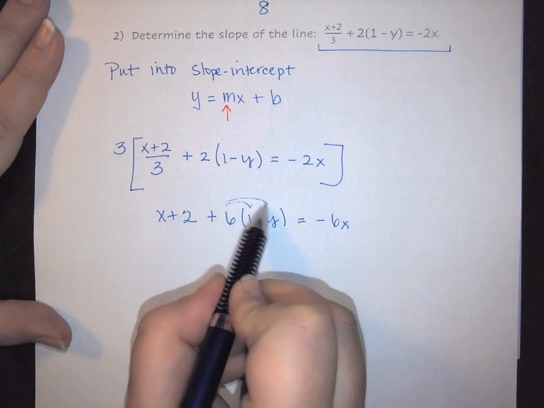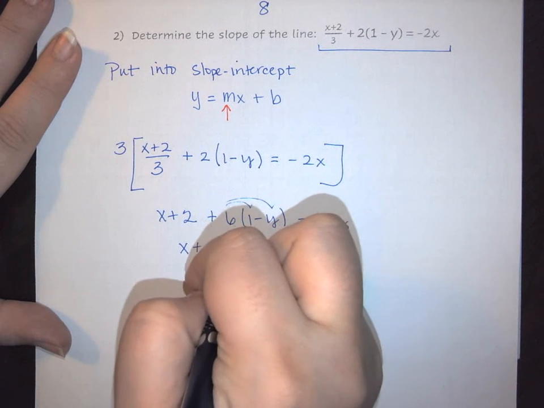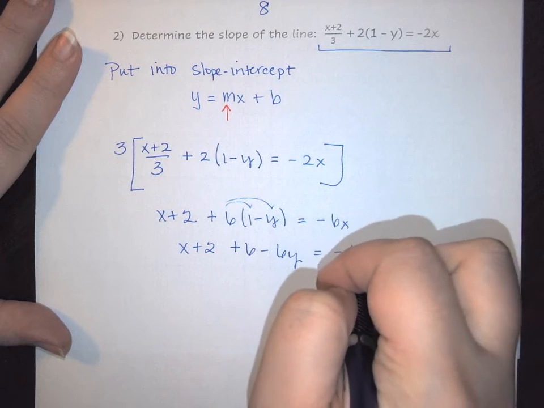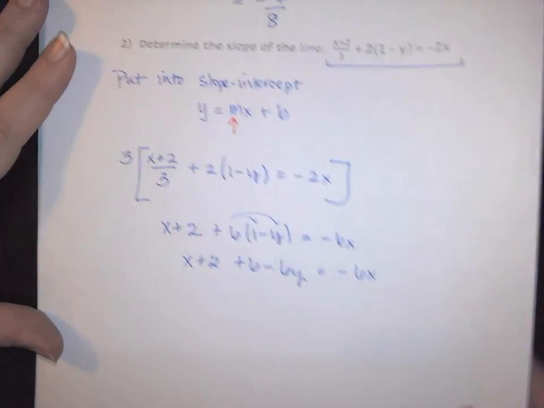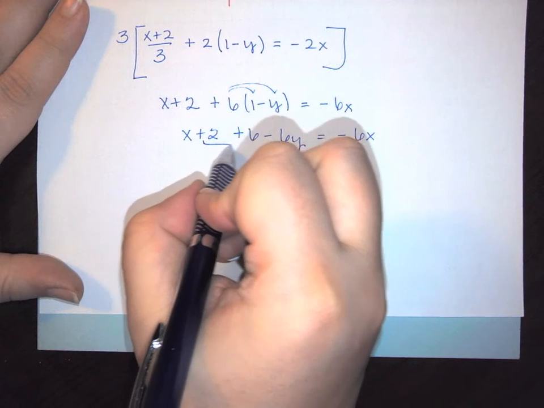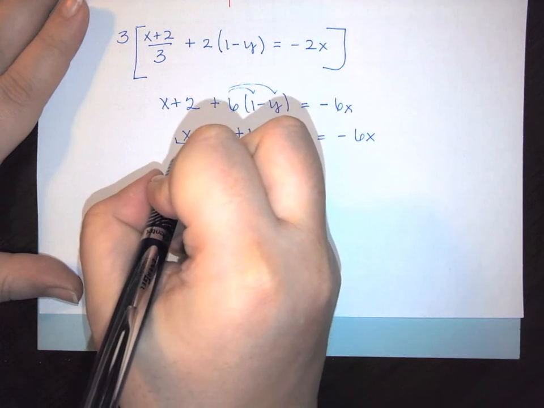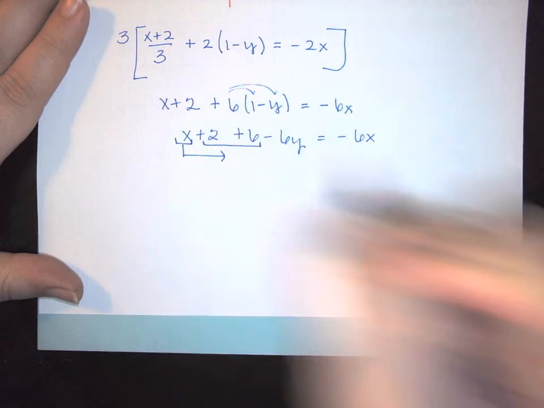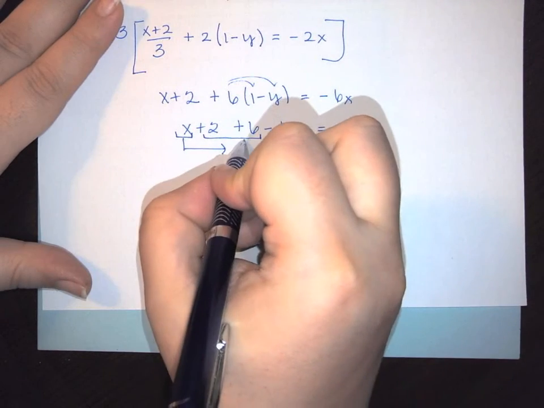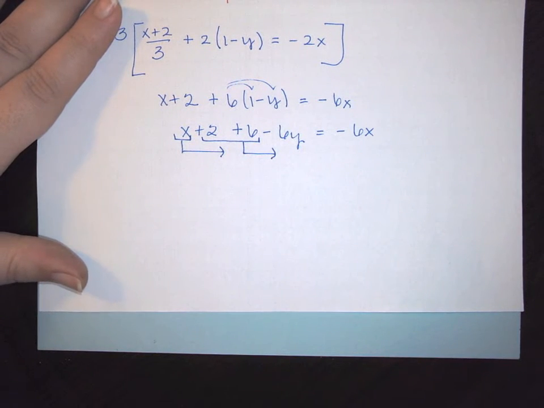Distribute my 6 through, and we're going to get x plus 2 plus 6 minus a 6y is equal to negative 6x. Now I want to get my y by itself, so I need to combine these two terms together, and then I'm going to take this x term and move it to the other side of my equation. And I'm going to do the same thing with these two terms here. I'm going to move them to the other side of the equation.